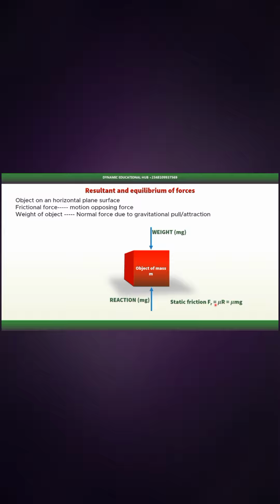So whenever you want to drag an object along a surface, there is always a frictional force that is going to prevent the object from moving. That frictional force is now what? Coefficient of friction multiplied by the normal reaction, as shown.